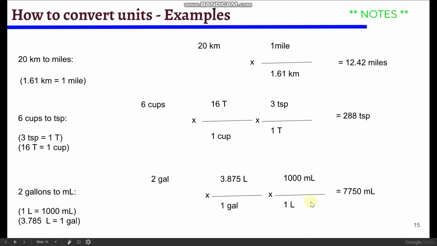Okay, so sorry about that. See, even Mr. Brunsvold makes mistakes too. So yeah, 7,750 milliliters. And so again, as we're setting up these conversions, we always want the one that we're converting from, so whatever we started with, that's going to be on bottom. And whatever we want, we're going to end up on top. And then we'll end up with the right units.